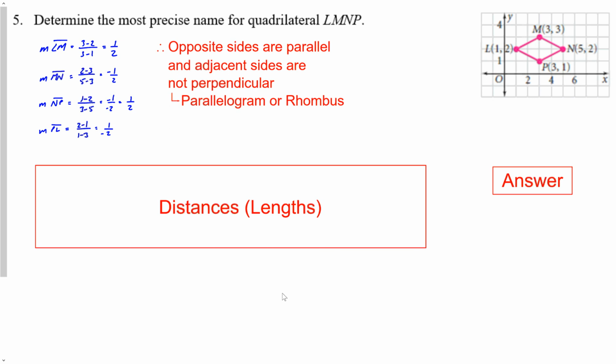So we have to think about, well, what's the difference between the parallelogram and a rhombus now? That's the next thing that we have to somehow show so that we can decide which of those 2 is the more precise name. The difference is that in a parallelogram, all 4 sides are not necessarily congruent, and in a rhombus, they are. So if you're trying to show that sides are congruent, you have to show that they have the same length. That means you need to use the distance formula.